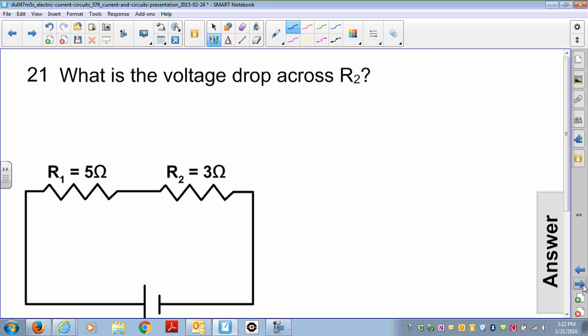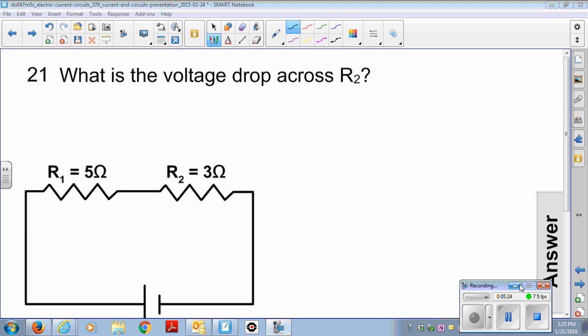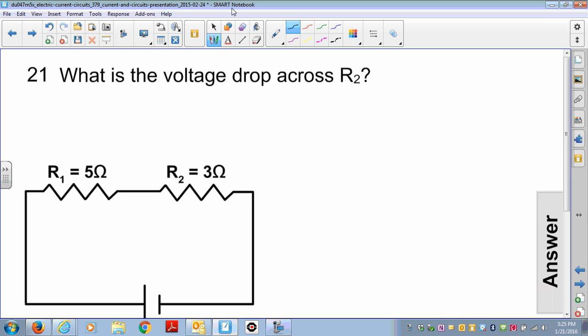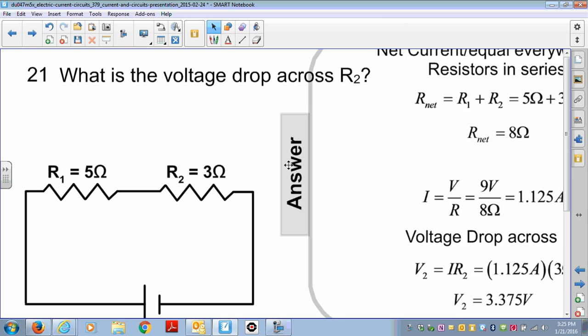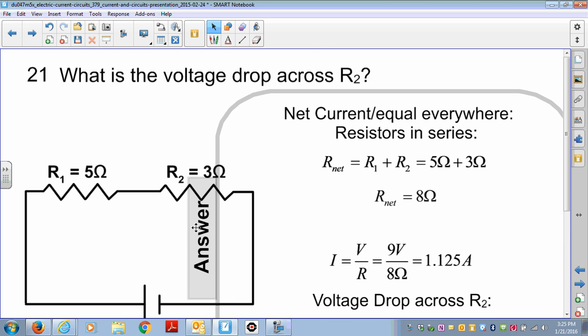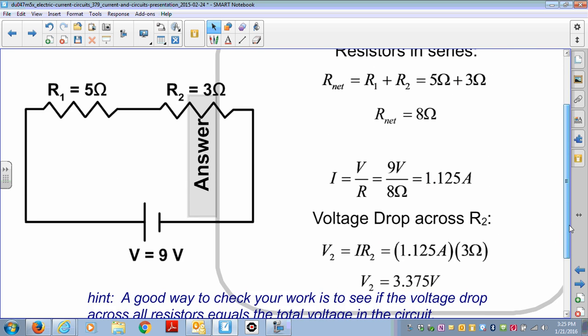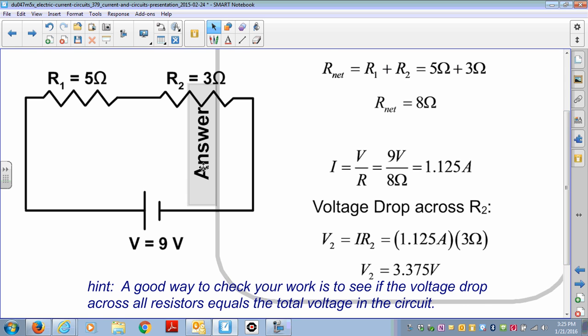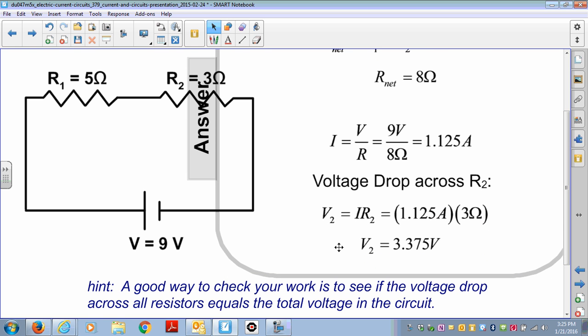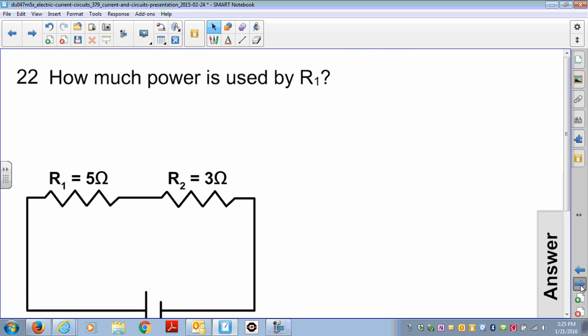What is the voltage drop across R2? Go ahead and pause the video now. Okay, so let's see if you have the correct answer. First you find the net resistance, which is 8 ohms, then you find the current, which is 1 amp. The voltage drop on R2 is going to be 1 ampere times 3 ohms, which gives us 3 volts. A good way to check your work is to see if the voltage drop across all the resistors equals the total voltage in the circuit. And we covered that in class.